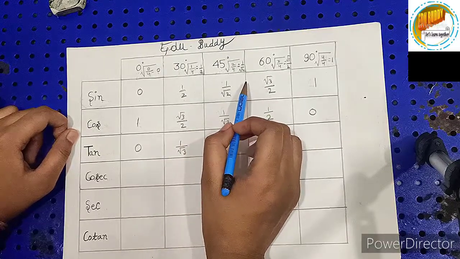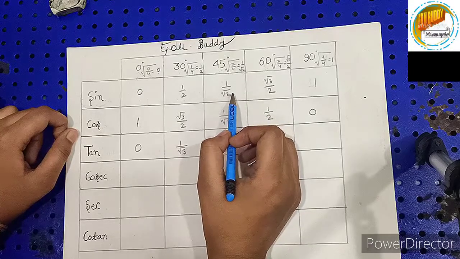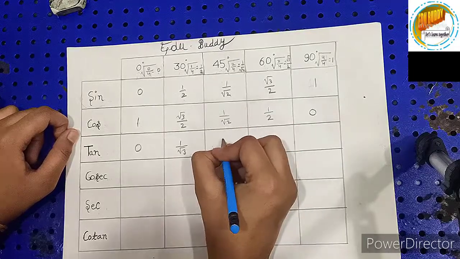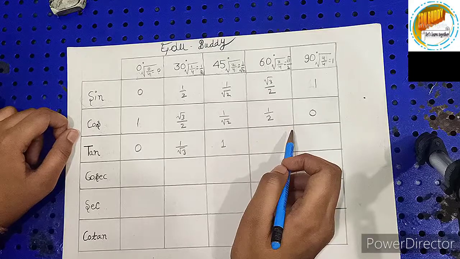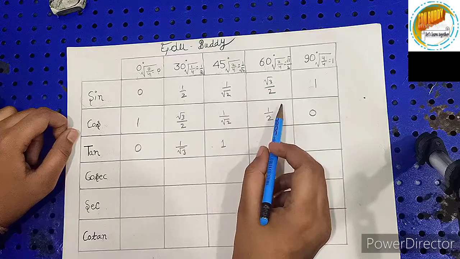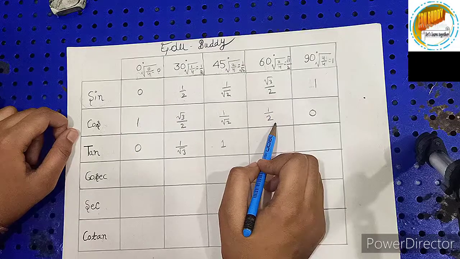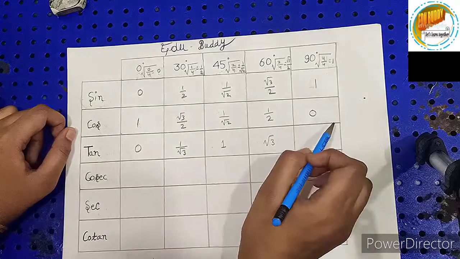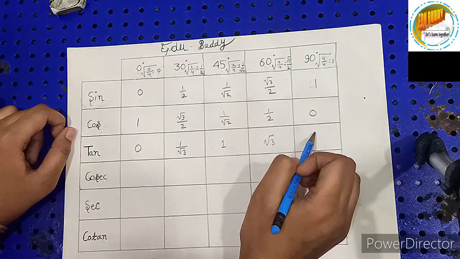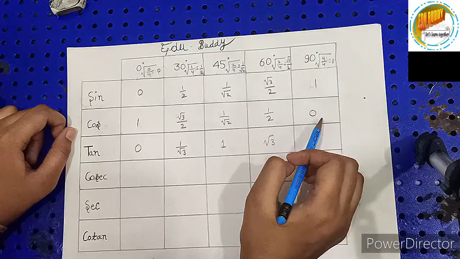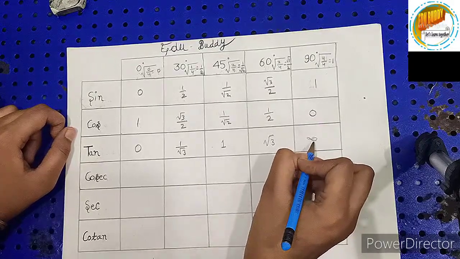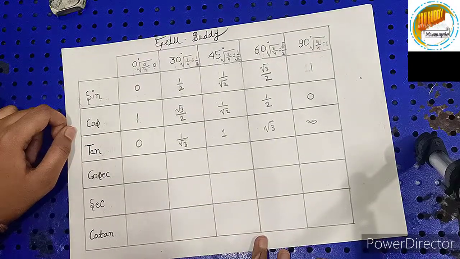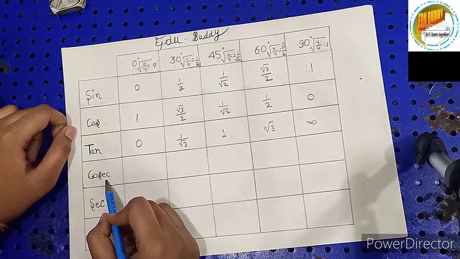Now tangent 45 degree is equal to sine 45 degree divided by cos 45 degree which is equal to 1. Now the value of tangent 60 degree is equal to sine 60 degree divided by cos 60 degree, which is equal to root 3. Now the value of tangent 90 degree is equal to sine 90 degree divided by cos 90 degree which is infinity.